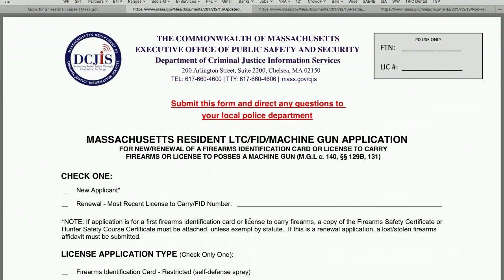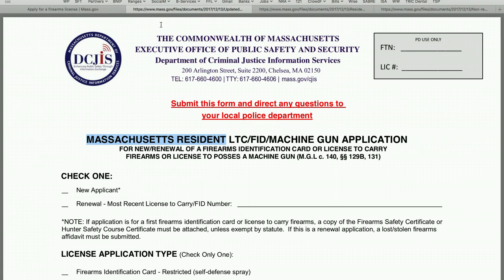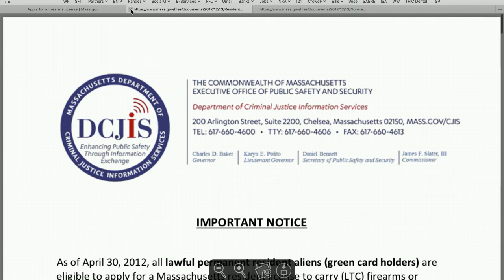So that's your resident license to carry, right? That's if you live in Massachusetts. It's telling you Mass resident right here. If you don't live in MA, it's going to be a different license to carry. Okay, so now that we've covered that, we're going to exit out of here.